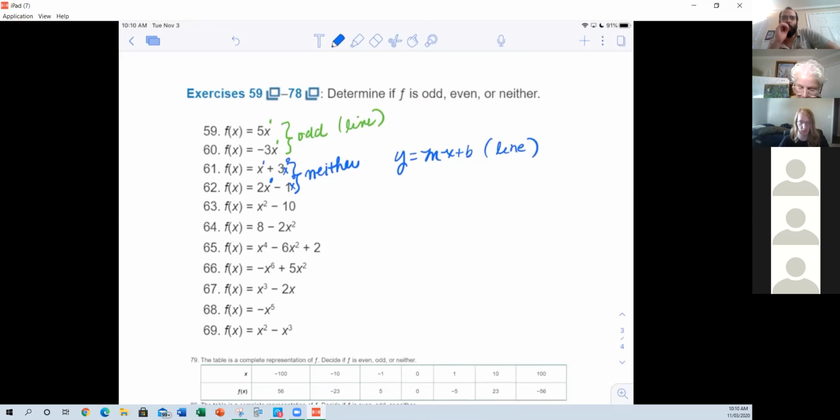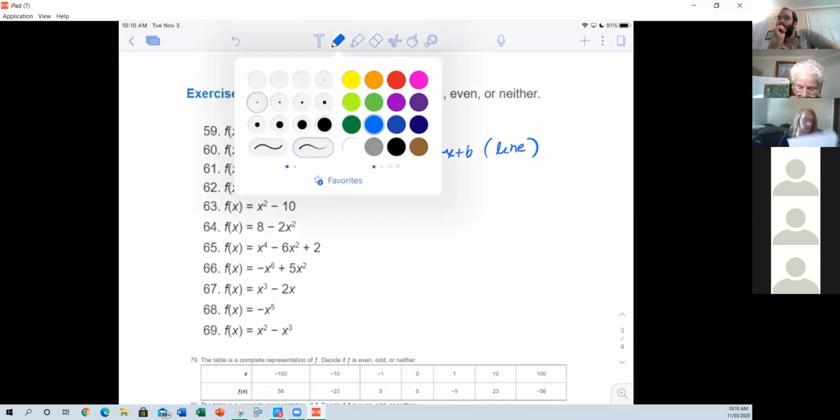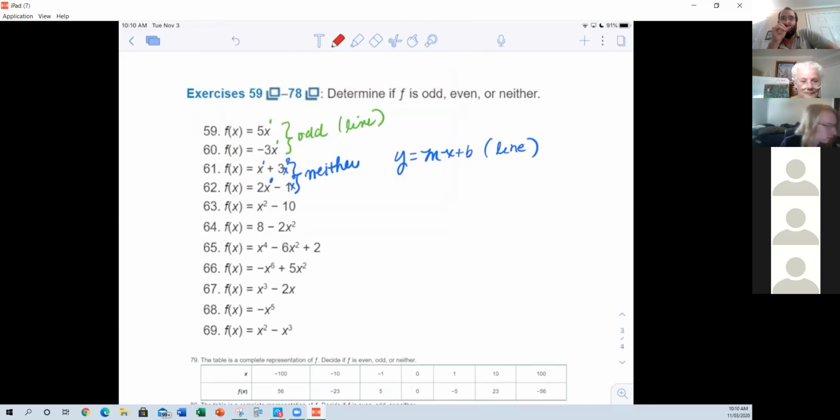Monica, are you there? Yeah, I'm here. Okay, great. What about 63 and 64? What would they be? Would it be even? Yes. All right, remember that you were looking at exponents. Both of them have even exponents on the x. And if you've got a constant, that's considered even because it would be like x to the 0 power.